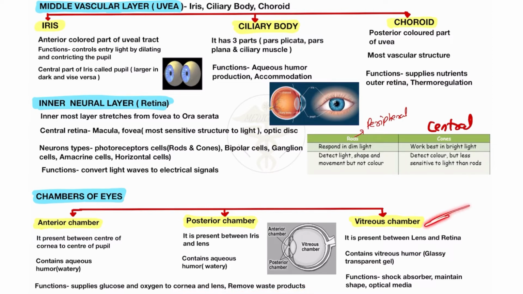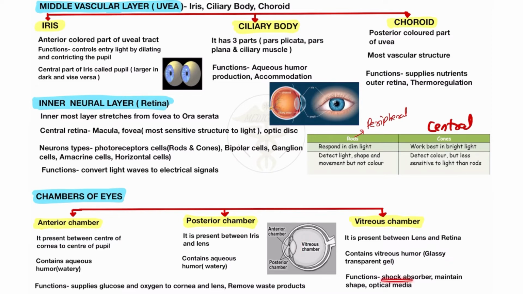Now the vitreous chamber, this is the vitreous chamber. It is present between the lens and the retina. It contains the vitreous fluid, a glassy, transparent, gel-like, jelly-like fluid, which is formed only once. It is not formed from birth to death, only once. At the time of birth you will see this vitreous fluid, and after that it will not form.